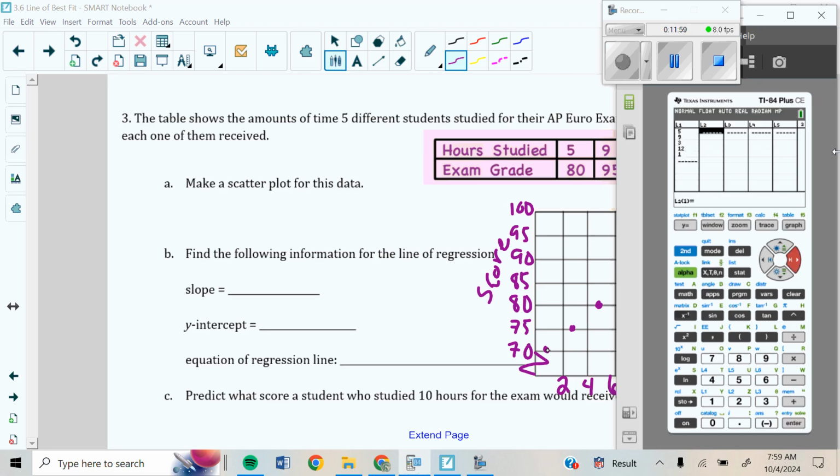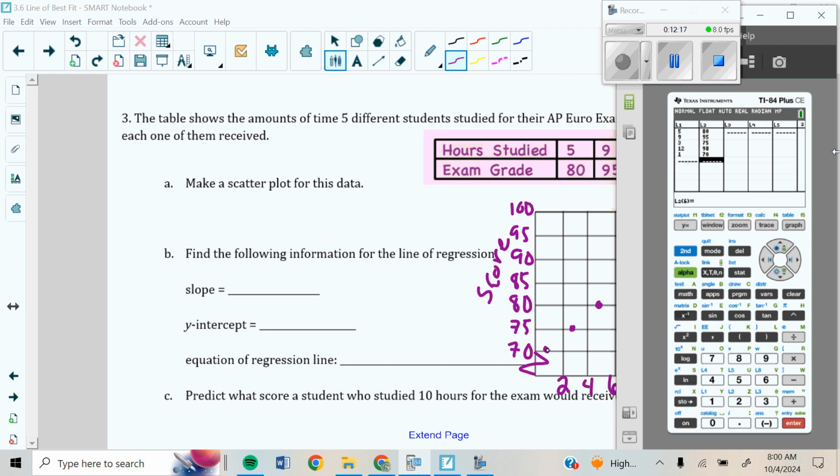Then you're going to arrow over into list 2. And we have to put the coordinating scores in with it. So for 5 hours, they earned 80. 9 hours got a 95. 3 hours got a 75. 12 hours had a 98. And 1 hour had a 70.